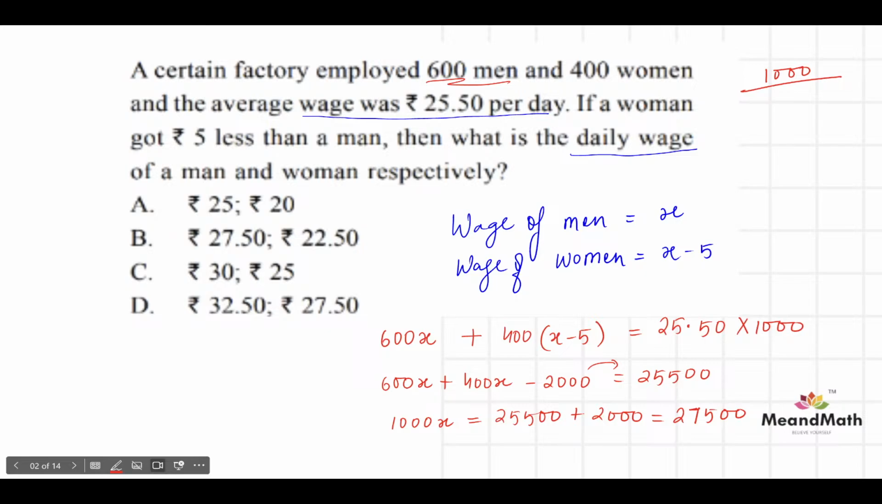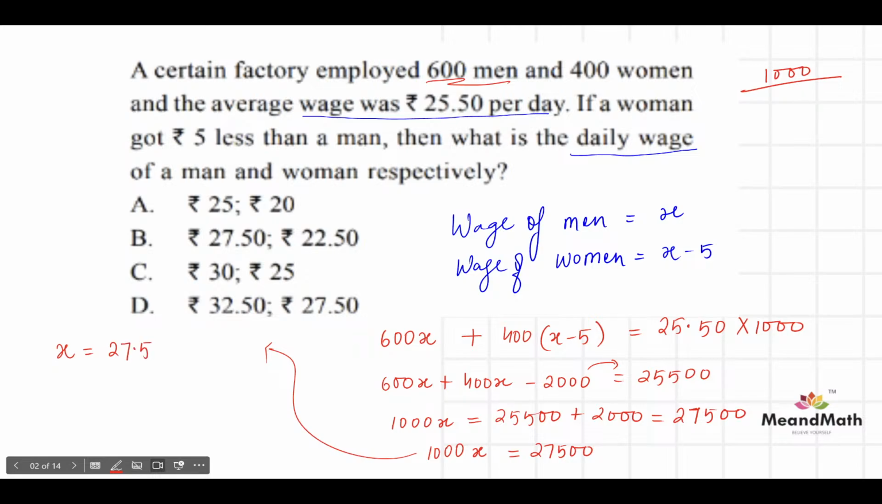Now we have to find out the value of a man and a woman respectively. So that means overall 1000x is equal to 27,500. So from here, can we find out the value of x? So x is going to be dividing by 1000, that would give us 27.5.